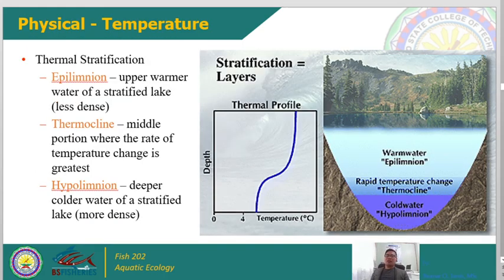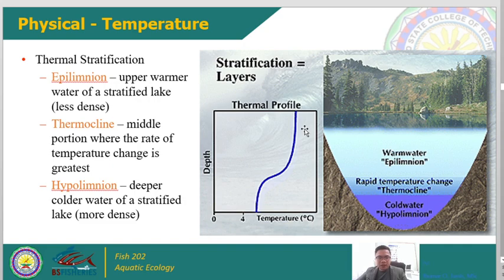Now, if you take a look at the physical profile of the temperature with regards to thermal stratification, we have here the different layers, no? When we say stratification, it means layering. When we say thermal, it means temperature. So thermal stratification means the layering of temperature of the lake, no? So we have here the epilimnion, the warm water, the thermocline, the rapid temperature change. This is an area of very rapid temperature change. Cold water is the hypolimnion layer, no?